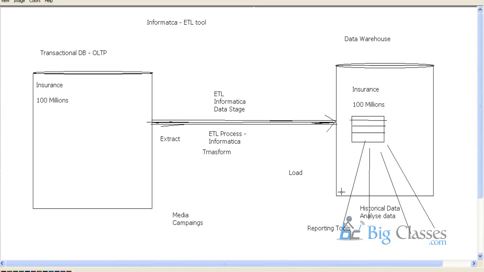One more question. Suppose now there is a bank. The bank has regular daily transaction data in the transactional database. So in that case, that data resides in two places. That means every bank has some process to extract data from the daily transactional database to the data warehouse.